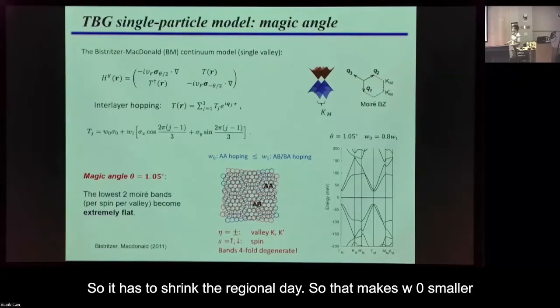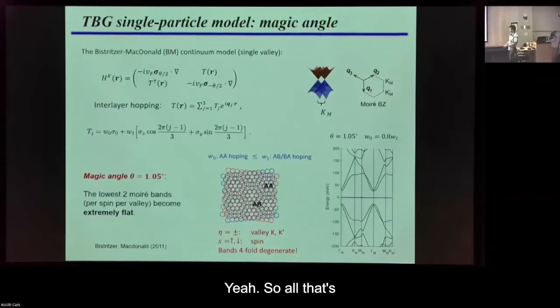Okay, thank you. So all the bands have fourfold degeneracy because we have two valleys and two spins.